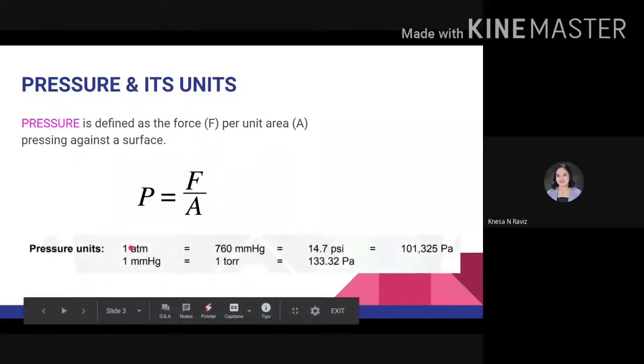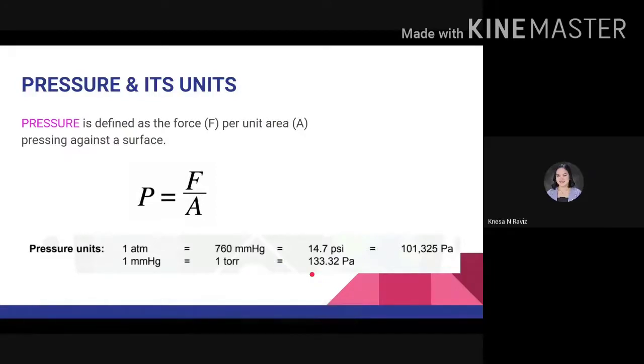1 atmosphere is equal to 760 millimeter mercury, and that's also equivalent to 14.7 pounds per square inch and 101,325 pascals. 1 millimeter mercury is equal to 1 torr and also equal to 133.32 pascals.